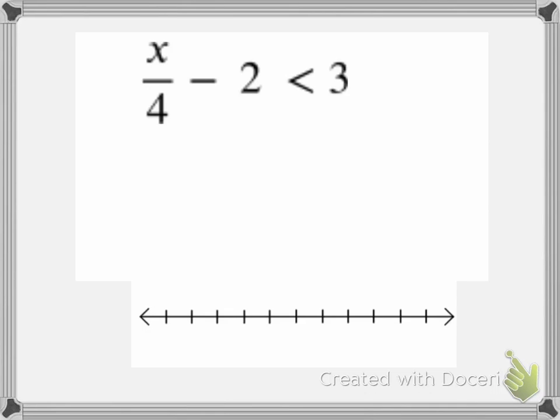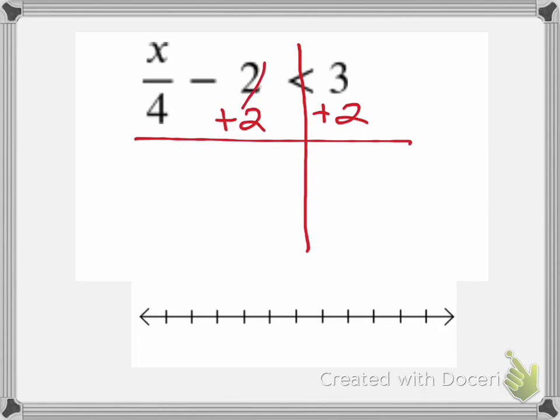Next problem. x over 4 minus 2 is less than 3. So we're going to start by drawing a line. Remember, you add or subtract first in a two-step equation, so the opposite of subtract 2 would be add 2. So I want to add 2 to both sides of my inequality. My -2 and +2 eliminate. So that leaves me x over 4 is less than 3 plus 2, which is 5. Now I have x over 4 is less than 5.